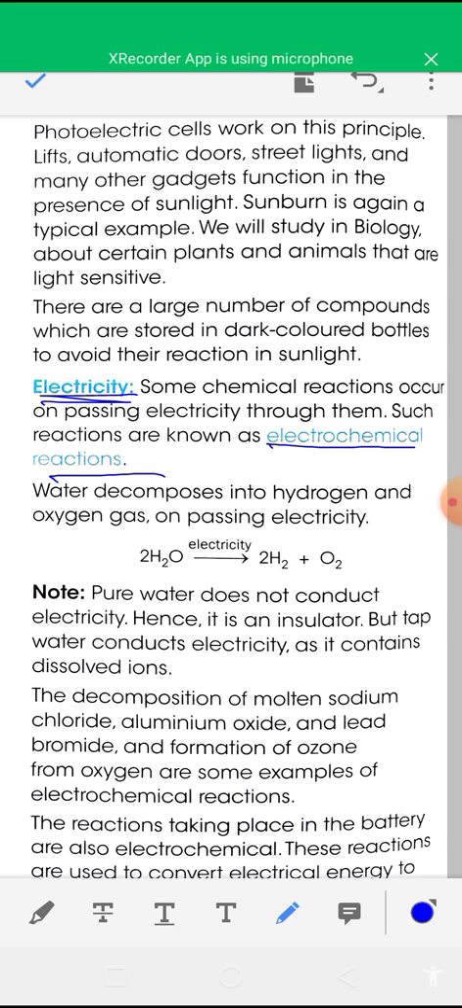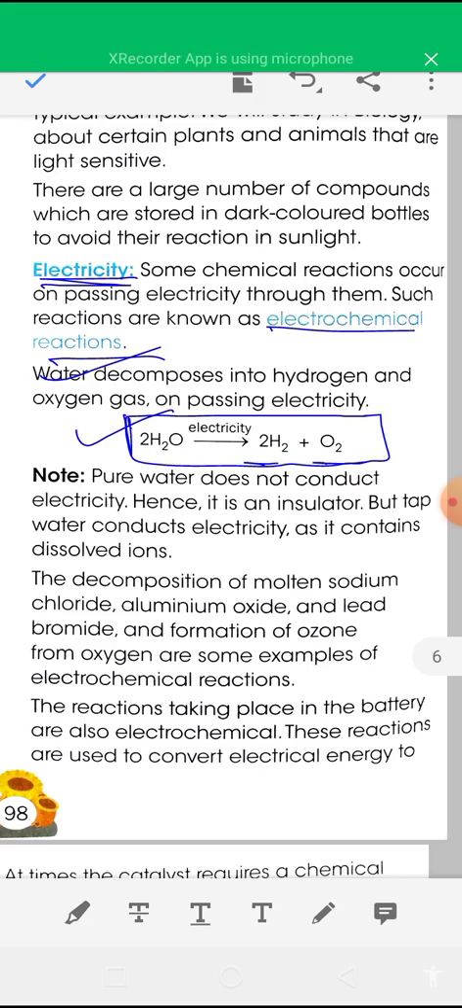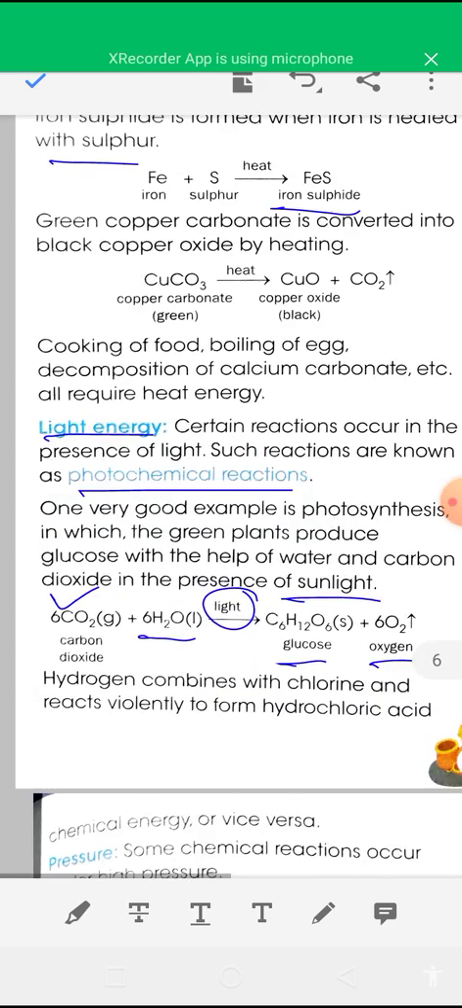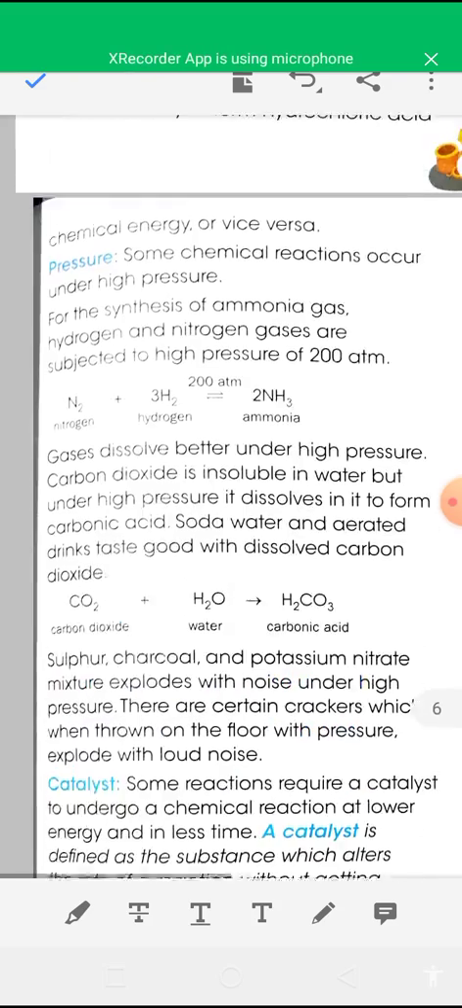For example, water decomposes into hydrogen gas and oxygen gas when electricity is passed through water. So water, H2O, gives H2 plus O2. Now, decomposition of water is an example of an electrochemical reaction which takes place only in the presence of electric current. When electric current is passed through water, water decomposes to give hydrogen gas and oxygen gas. And the next condition is pressure.